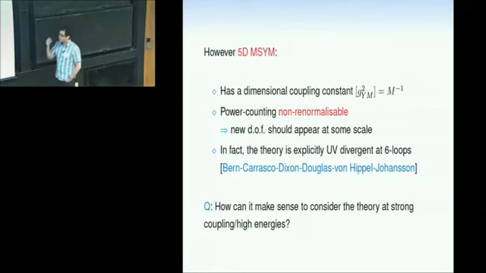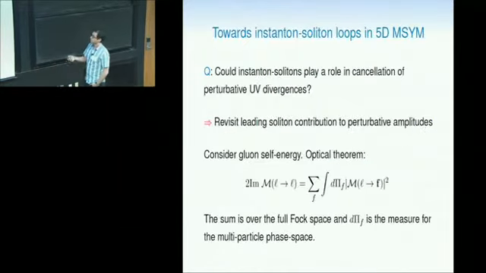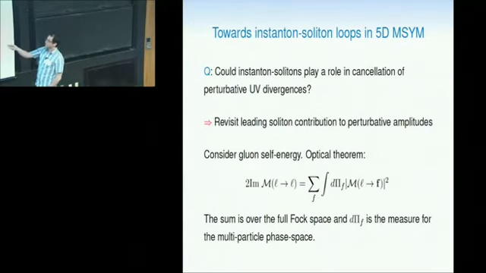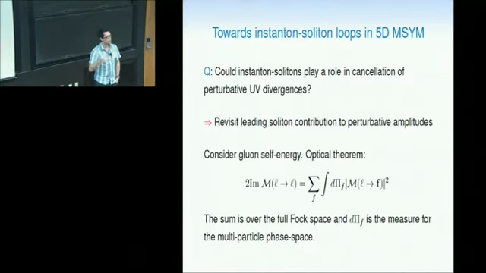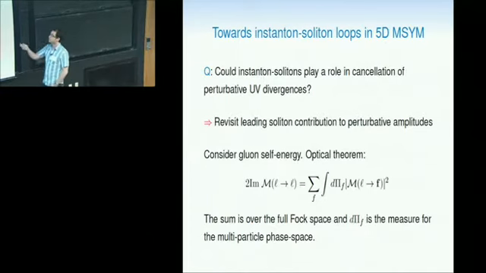So what I would like to discuss today is how it can make sense to consider the 5D theory at strong coupling and, as a result, at high energies, since the 5D theory is itself not well defined. Well, in order to do that, we can contemplate the following possibility, and in fact, wonder whether the instanton-solitons, which are very important in the comparison between the spectra of the 5 and 6-dimensional theories, could actually play a role in the cancellation of these perturbative UV divergences.